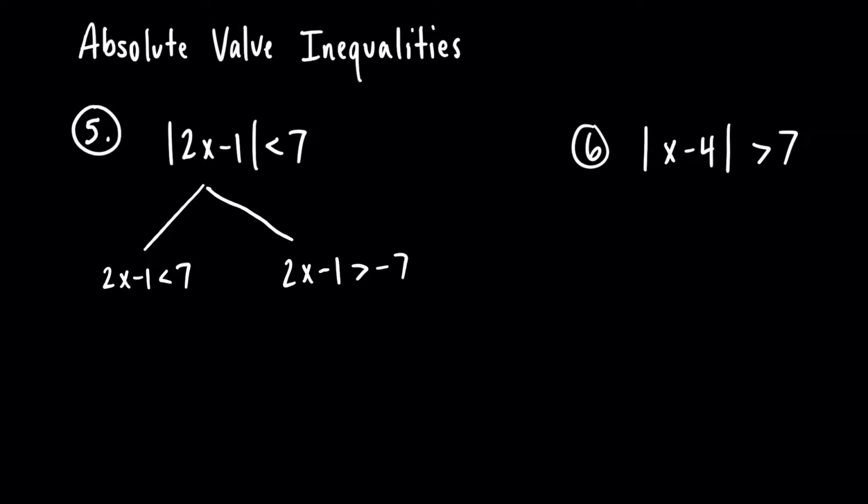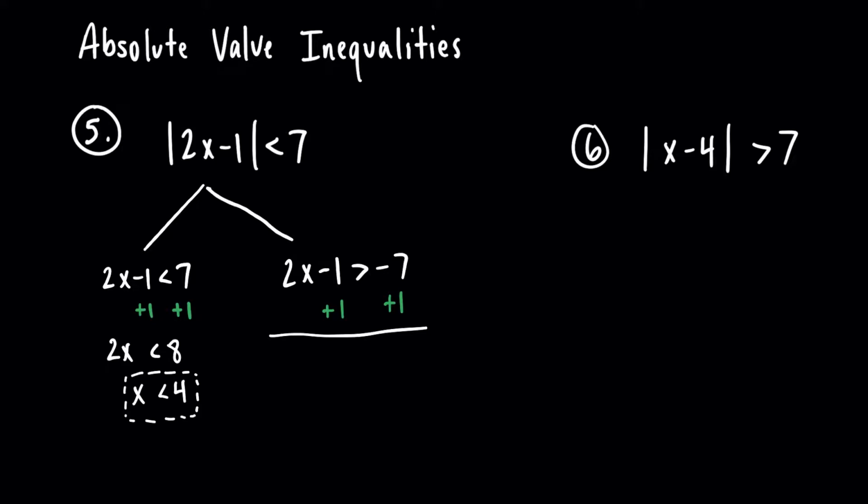And then what we're going to do is we're just going to solve each one of these inequalities separately. So the first one I'm going to solve, add 1 to both sides, we get 2x is less than 8. Divide by 2 on both sides, you'll get x is less than 4. So that's one solution. The other solution here is we'll add 1 to both sides. We'll get 2x is greater than -7 plus 1 would be -6. If you divide by 2 on both sides, you'll get x is greater than -3. So that's a solution.